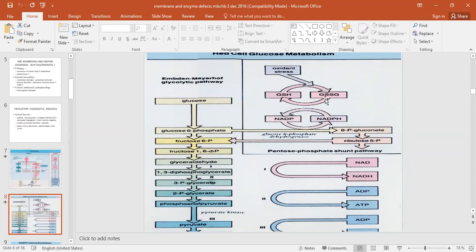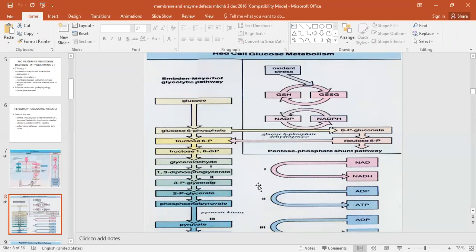But when you also look at the pentose phosphate shunt pathway, you have another enzyme that is quite essential in conversion of glucose 6-phosphate to 6-phosphogluconate. And this particular enzyme is glucose 6-phosphate dehydrogenase, the G6PD. This same enzyme is also essential in ribulose 5-phosphate to fructose 6-phosphate. So it's an essential enzyme, a key regulator in the pentose phosphate shunt pathway.